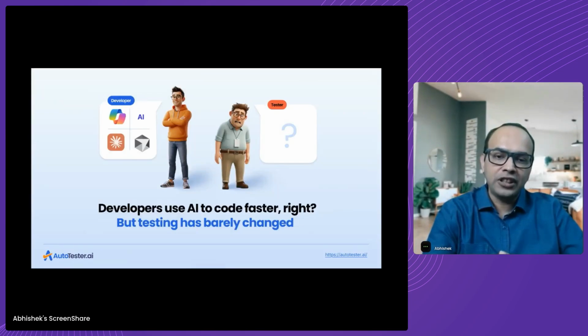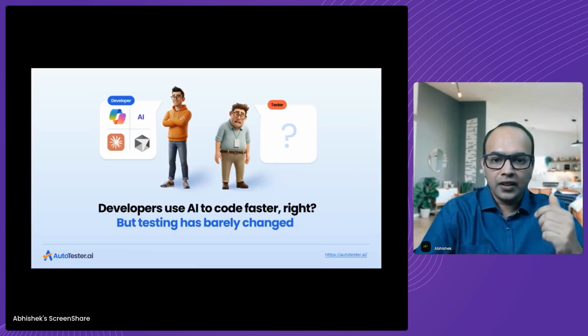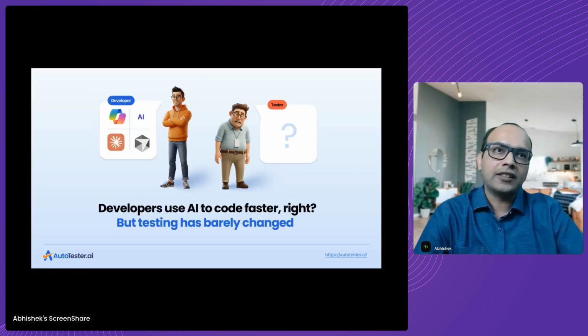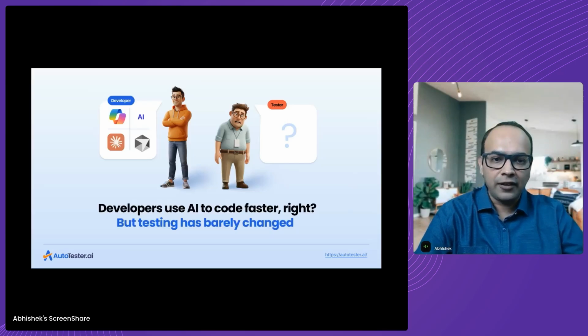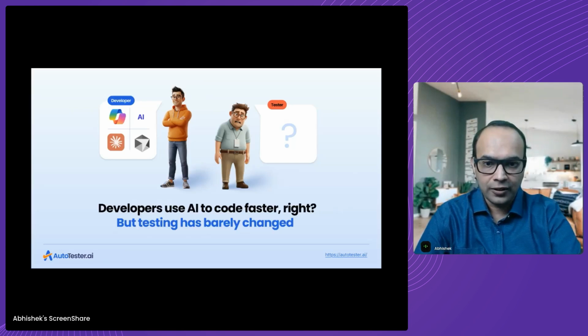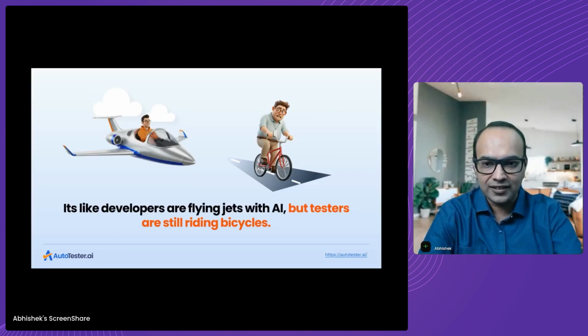As you must have seen, developers now use AI to code much faster. But what about testing? Testing is barely using AI. Generating test cases using ChatGPT doesn't help us catch up with the speed of the developers. There are cases when developers might develop a feature in 2 days, but we might take 2 weeks to test. It's like developers are flying jets with AI, but testers are still riding bicycles.